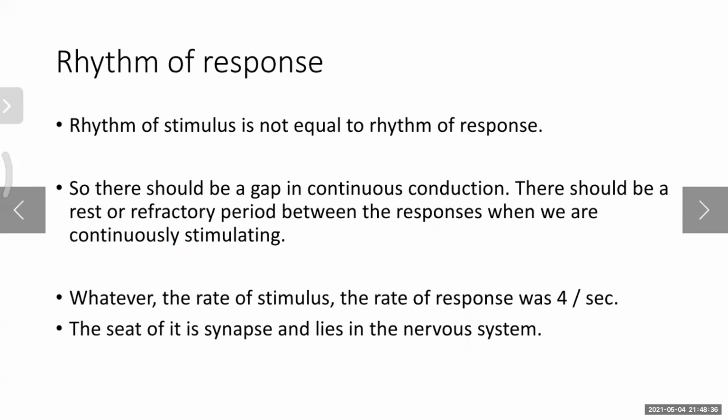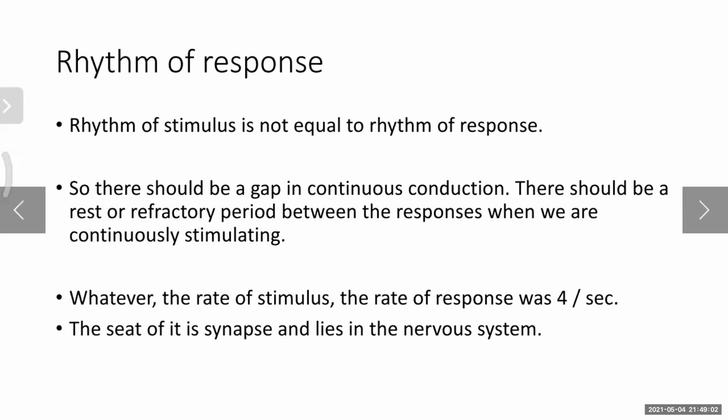Right. And at the end of it, he also saw the rhythm of response. What is a rhythm of response? If you are going to give stimuli, say 1, 2, 3, 4, 5, 6, 7, 8, then each of these stimuli should produce an equal rhythm of response. So there should obviously be 8 responses. And this is what he saw in nerve conduction.